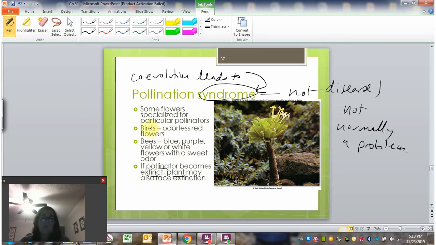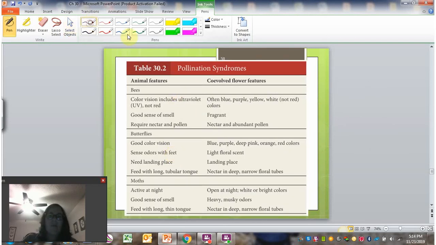So, for example, depending on the plant traits, it can really limit who pollinates it. And we'll look at more examples of this, but birds, for example, will be the only things that can pollinate an odorless red flower. Bees will have a preference for blue, purple, yellow, or white flowers that have a sweet aroma. So they're attracted to odor. That's a sweet floral aroma, not a stinky smell, basically. So this is showing us, again, the relationships of the pollination syndromes. Pollination syndromes are the result of coevolution.